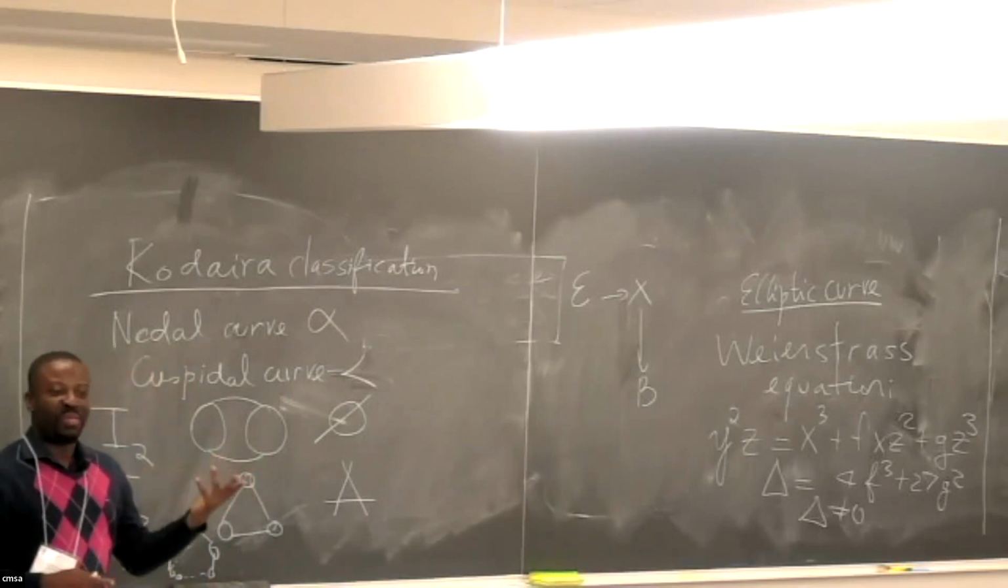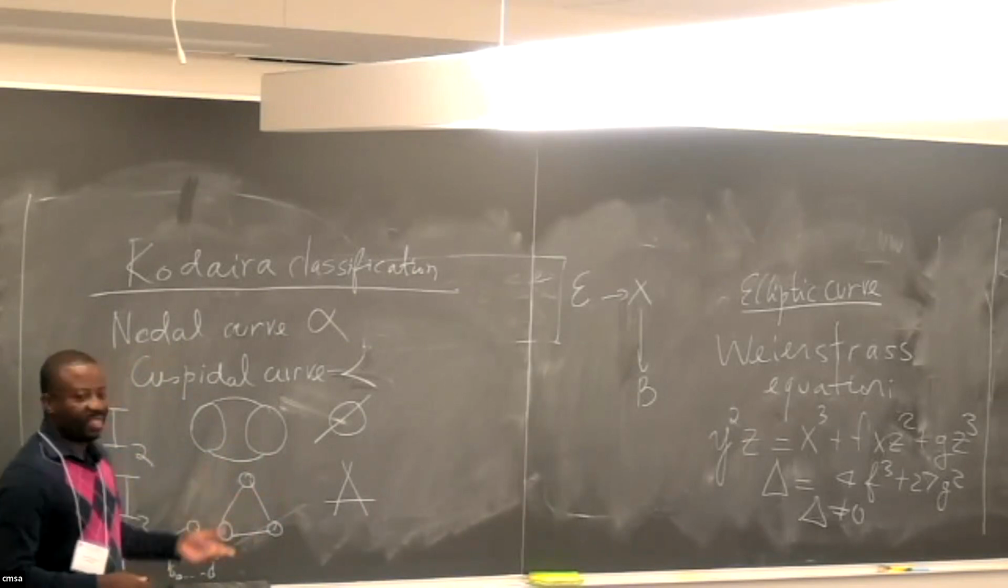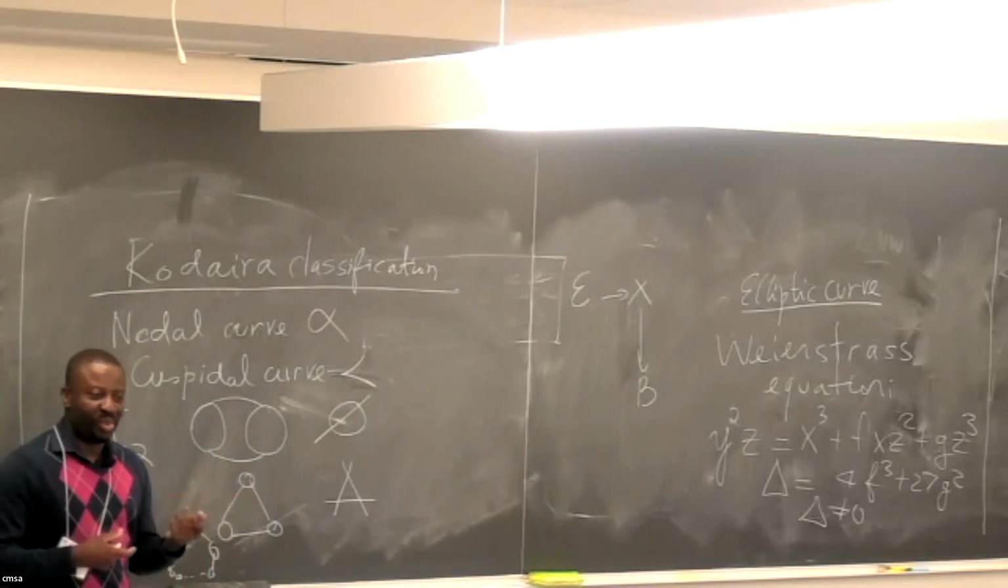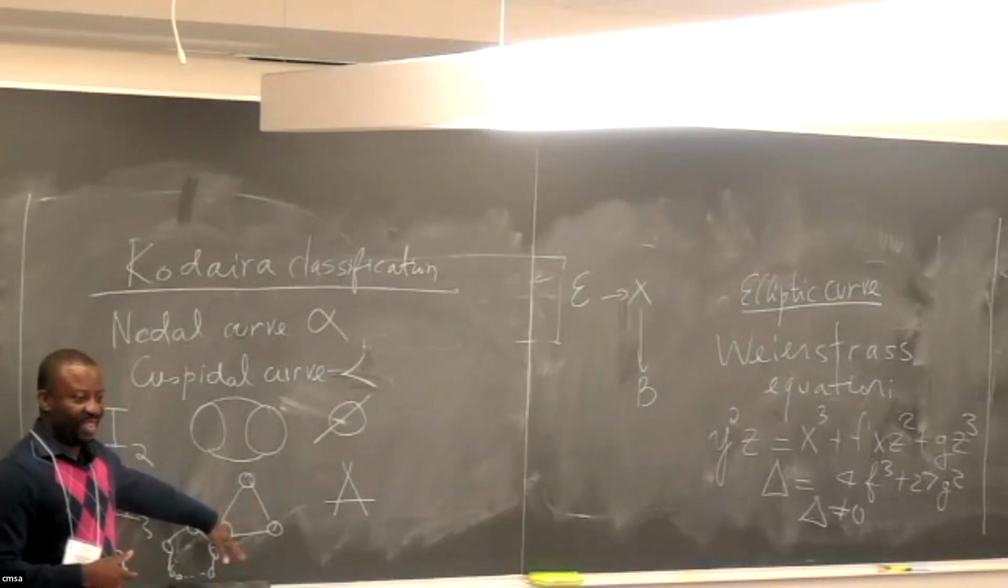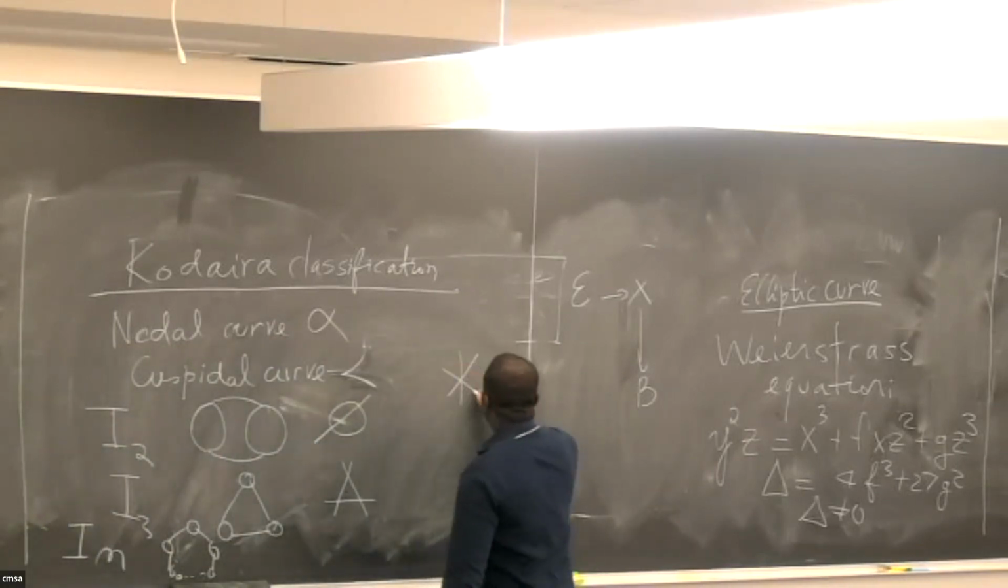So now I grew up Catholic, so when my mom asks me what I'm doing, I tell her that I study things like the chapel rosary, like in our Catholic education. So another degeneration of this would be three lines meeting at a point.